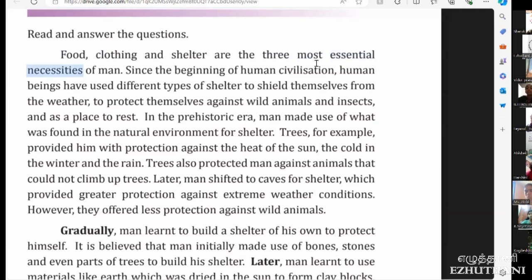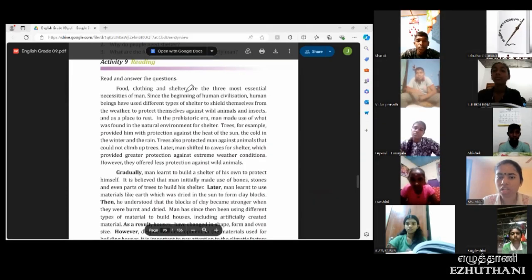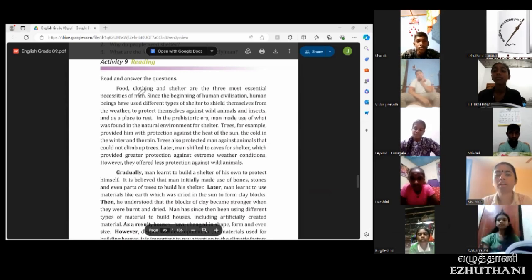You can say the sentence will be the same if you write: Food, clothing, and shelter are the three essential necessities of man. You don't need to use the word most. Even without that word, essential means mukkiyamana, romba mukkiyamana, and then necessities is thevai. Okay?